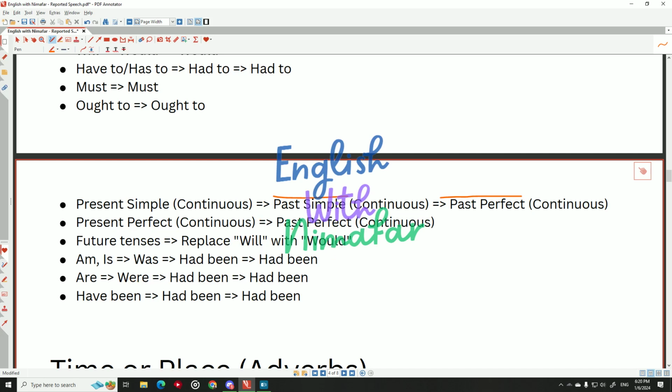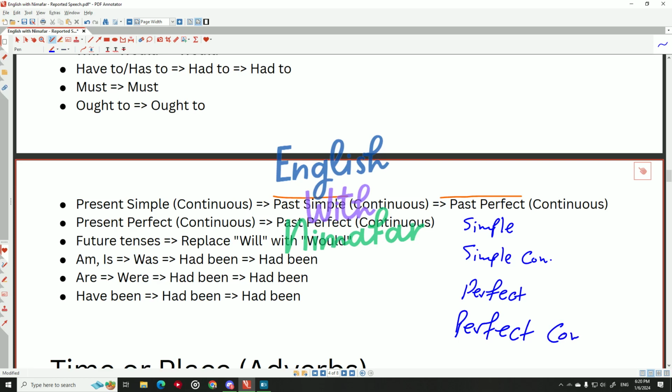Is becomes was, then had been, have been and had been. So let me tell you this. We have four main things here. Let me write it in blue. So we have simple, for example, past simple, future simple, present simple. We have simple continuous, CON for continuous. We have perfect, like present perfect, past perfect, and we have perfect continuous. Correct me if I'm mistaken.